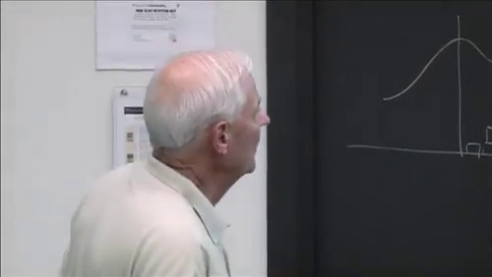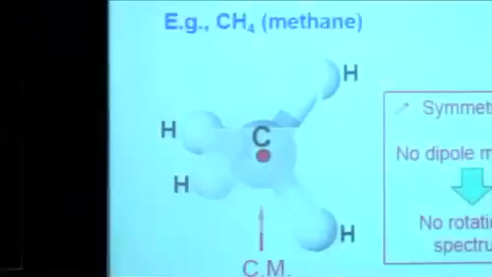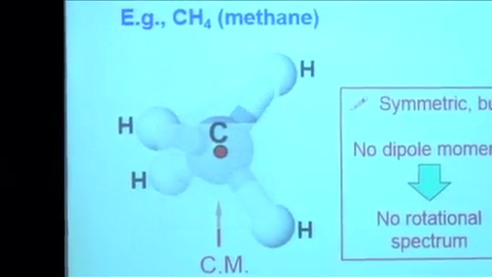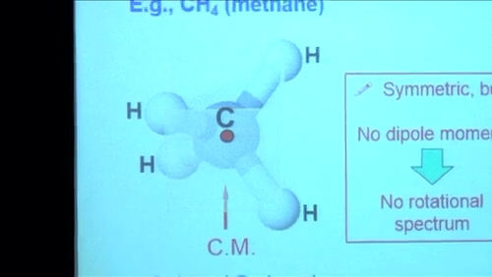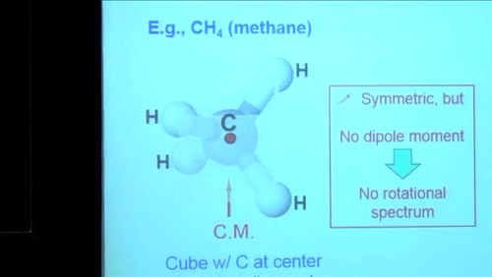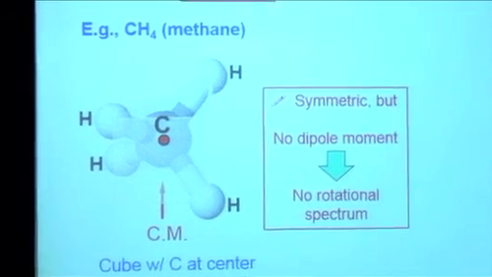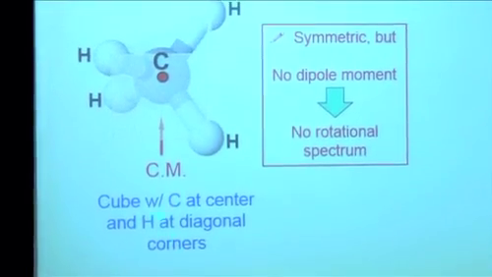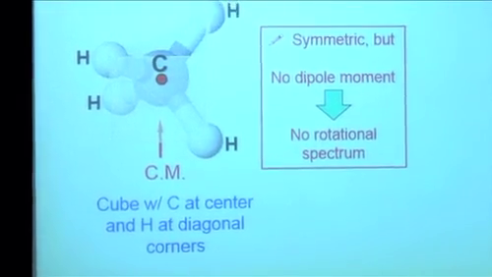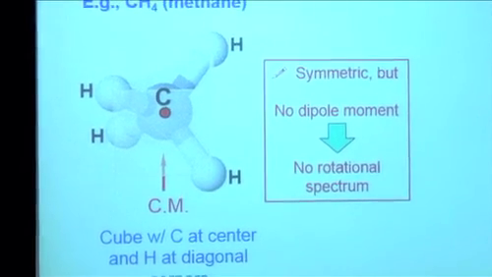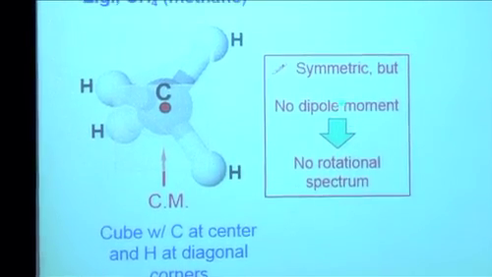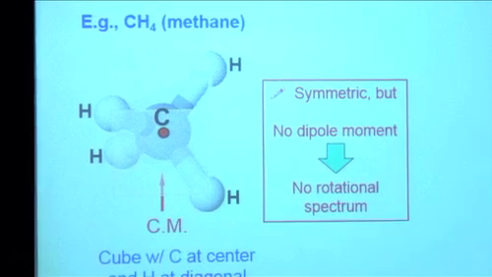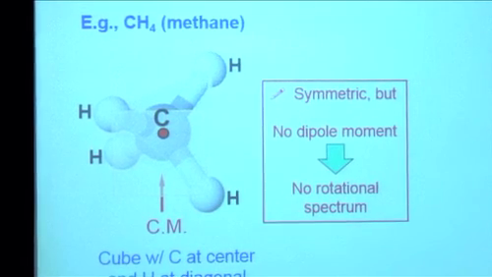Spherical top. Now, methane is a spherical top. So methane is a little hard to draw. The H's are at kind of diagonal corners of the cube. So it's got this high level of symmetry that leads to the fact that these moments of inertia are all equal. So it's a cube with the C at the center and the H's at the diagonal corners opposite from each other. And it takes a little more thinking to figure this out, but it has no dipole moment and therefore there's no rotational spectrum, so we don't have to worry about it anymore. It's out of the picture.